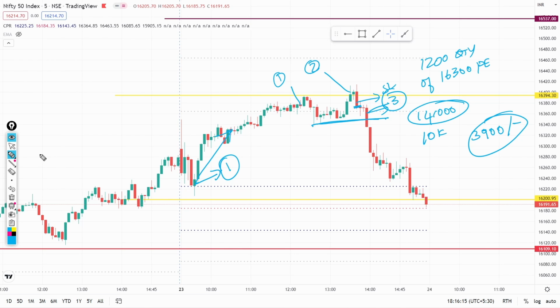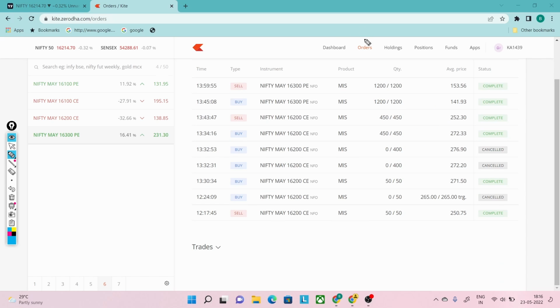So let me go back and show my positions. Guys, this is the order book. As you can see, at 12:17 we took the 16,200 call option. We sold 50 quantities at 250 rupees. At exactly 1:30 we bought back 50 quantities at 271. So we made a net loss of almost 1,000 rupees.